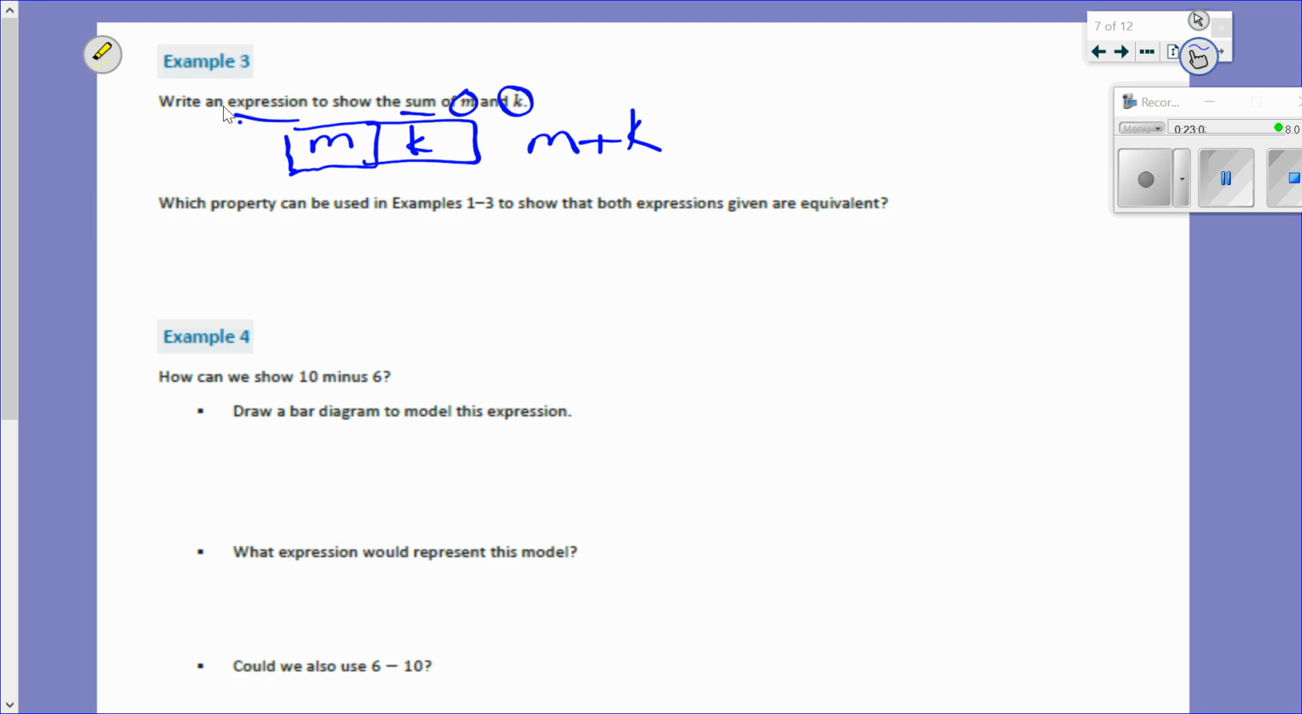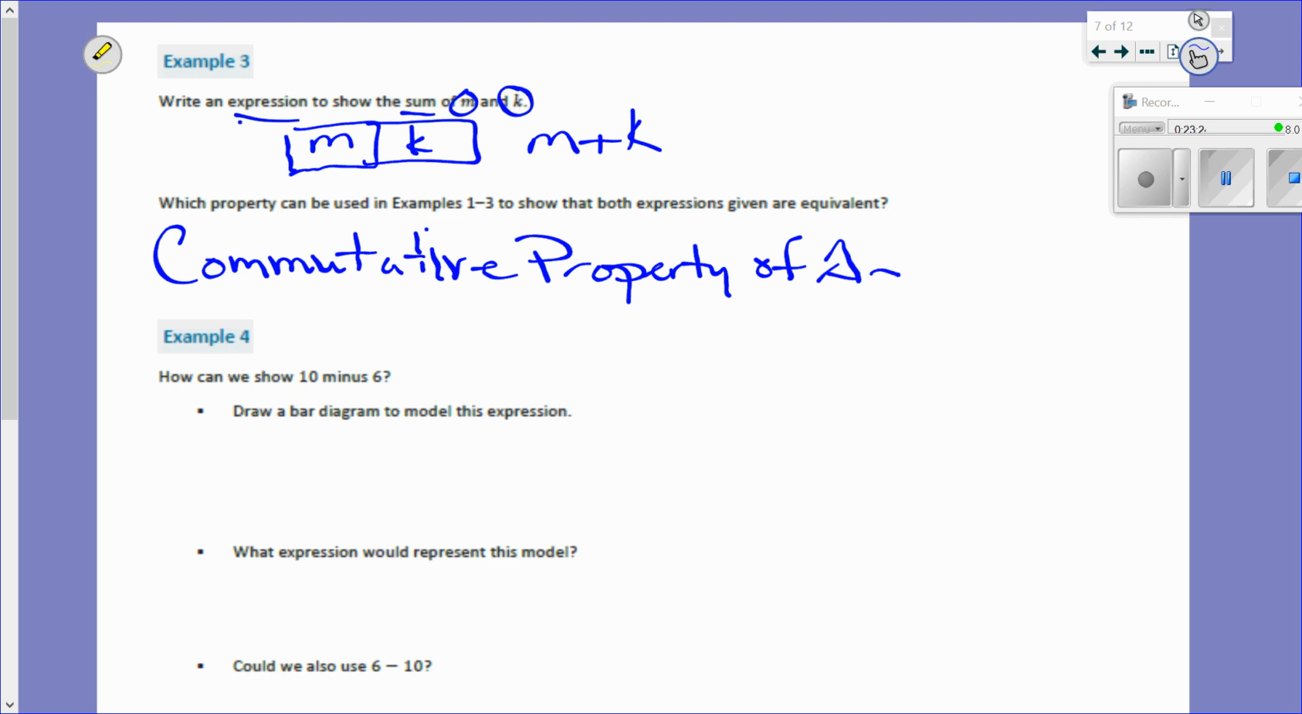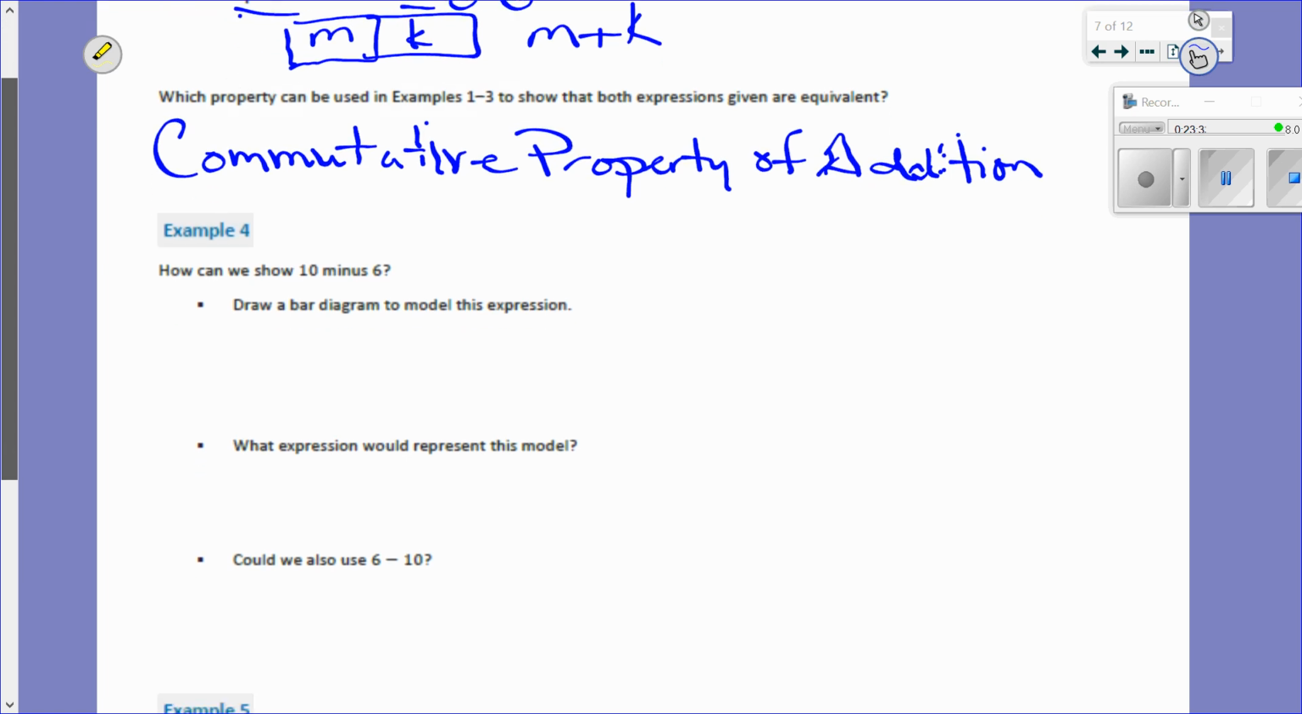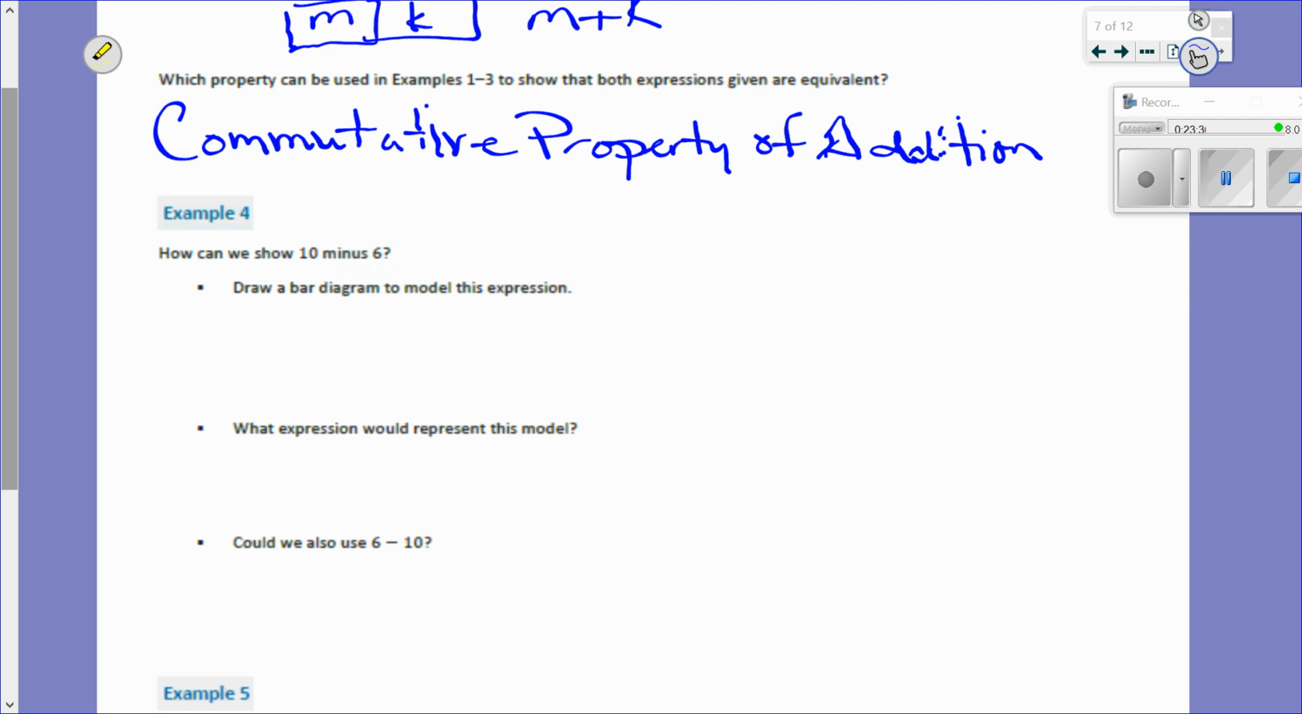Now, what property can we use in all those examples to show that they're equivalent? Good. We'll write it again just because I want to make sure you guys start to really get that in your brains. Commutative property of addition. I want you to get those words down. Commutative property of addition. How can we show 10 minus 6?